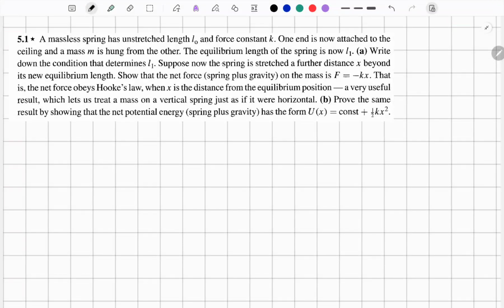All right, we're going to work through problem 5.1 from Taylor's Classical Mechanics. This is a problem using Hooke's law from chapter 5.